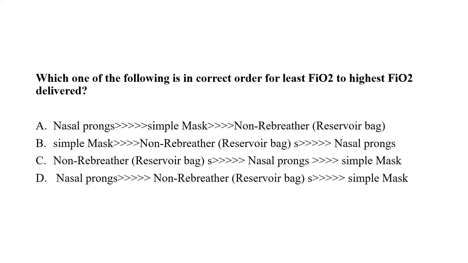Hello. Okay, as we can see, the order A is correct: nasal prongs, simple mask, non-rebreather. We saw that nasal prongs can give up to 40 FiO2, simple mask up to 60, non-rebreather up to 95. Okay, the next slide.